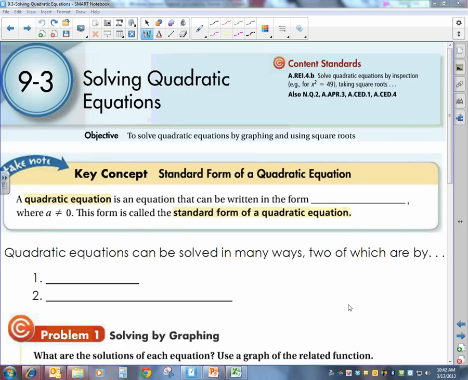Today we're going to talk about solving quadratic equations, and we're going to talk about two methods. But before we do, let's remind ourselves what the standard form of a quadratic equation is. Yes, we've talked about it before, but it's really important, so we just keep talking about it.